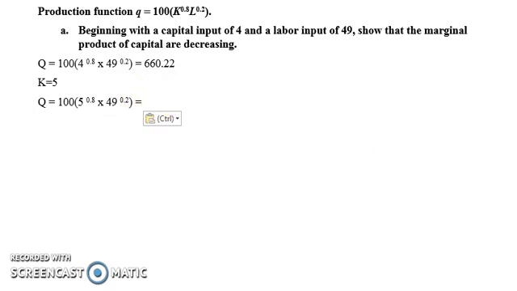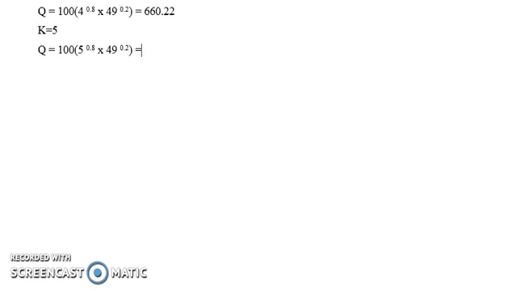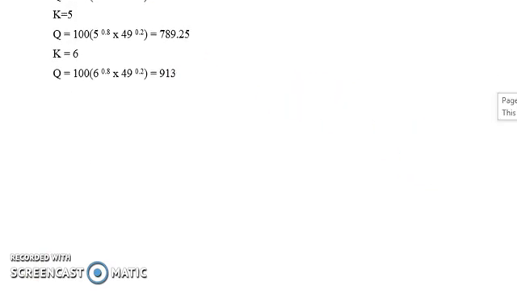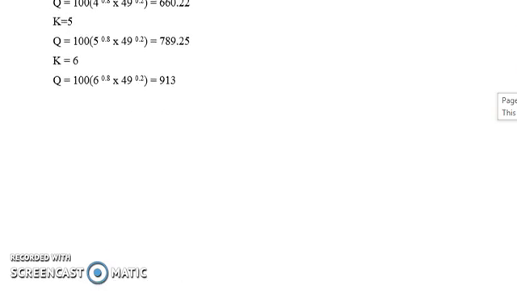So now our value is going to be 789.25. There we go. So now we do it for capital with a value of 6. Make that 6. So we can see our output is actually increasing. The value of output now will be 913.19. Okay, so this is our total output.